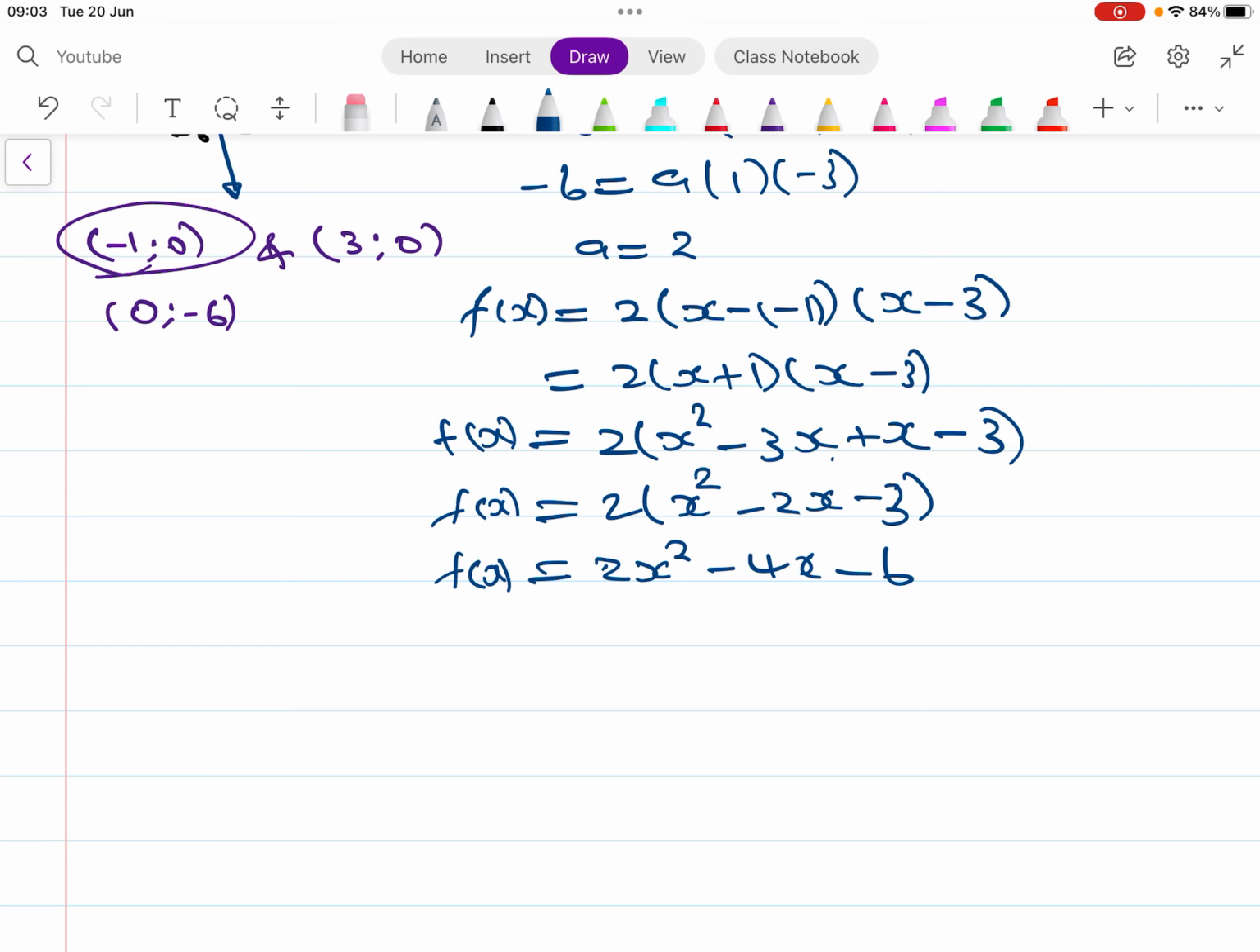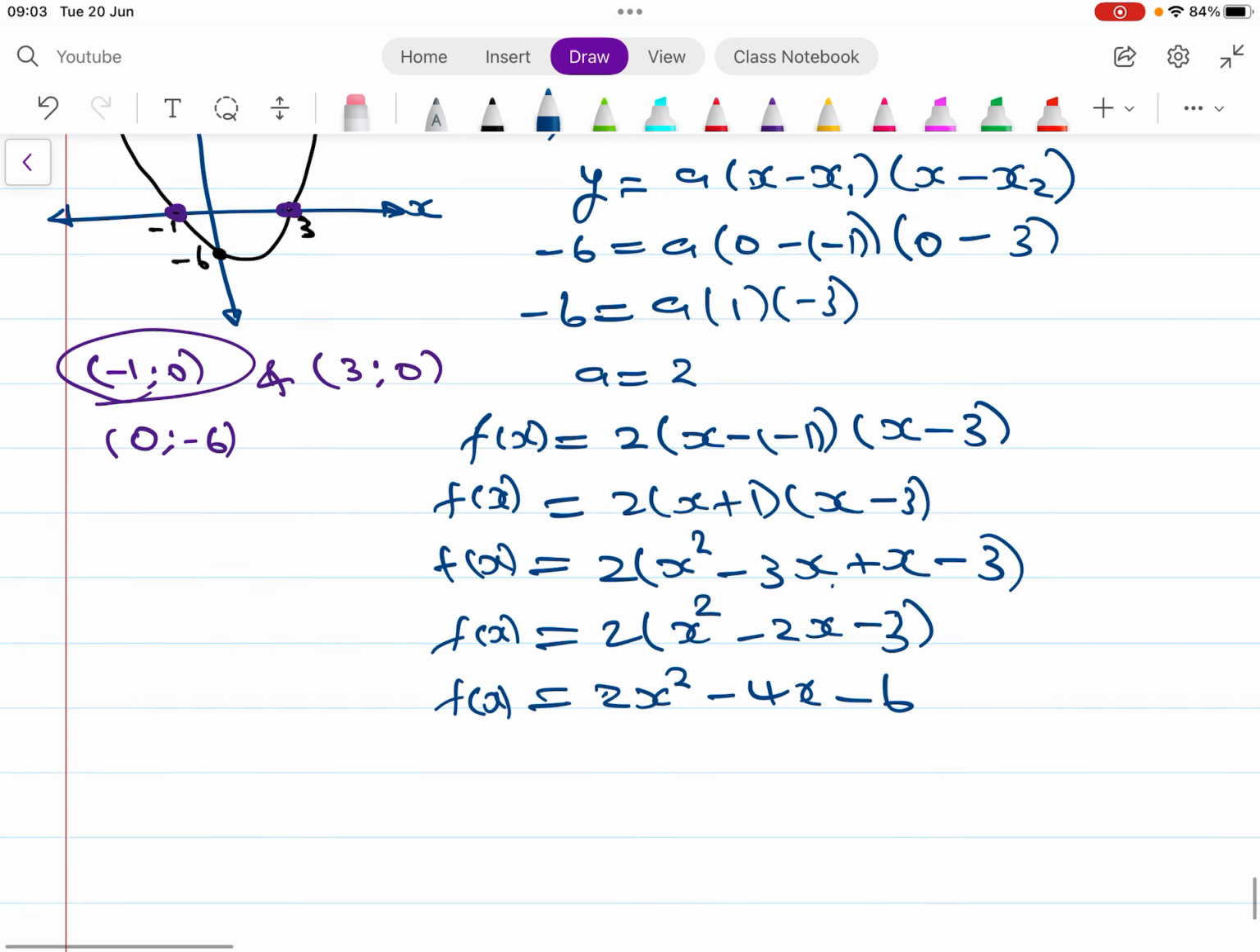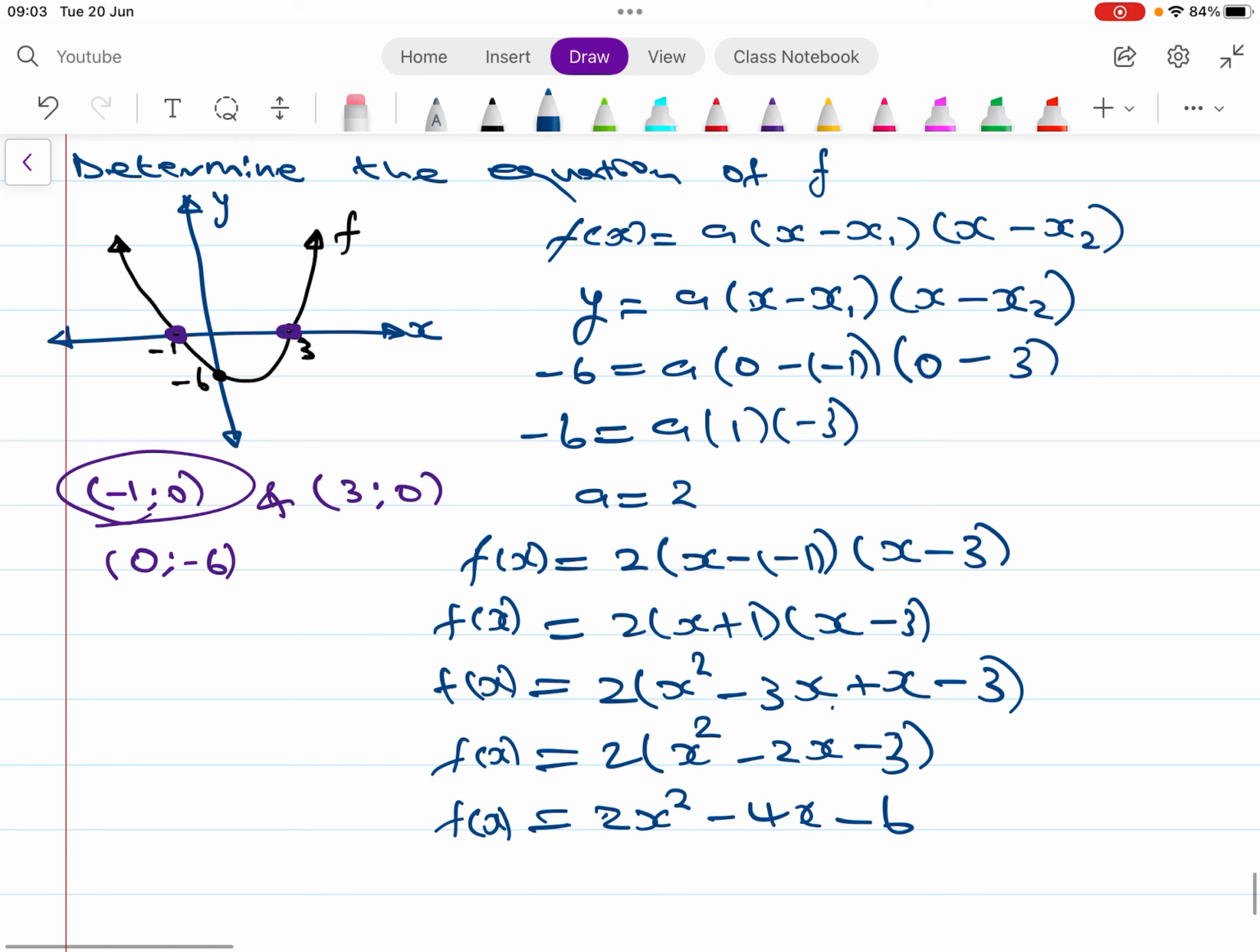I'm sure you'll realize that it is actually the same equation as that of the previous question or the previous video. Yeah, basically they were meant to be the same. We are just given different information in this case, which is just the addition of that point.